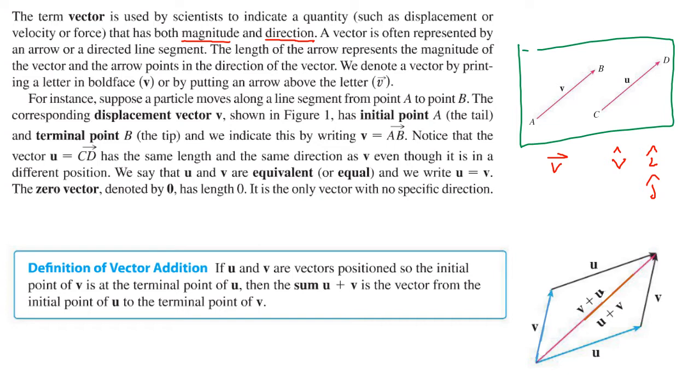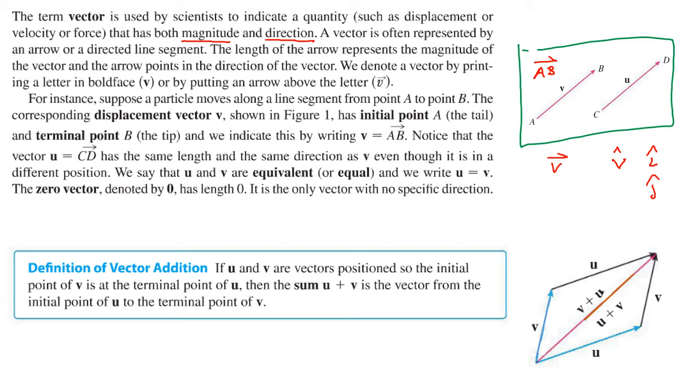So for instance, suppose that a particle moves along a straight segment from point A to point B. The corresponding displacement vector, shown in this figure over here, has an initial point A, which is the tail, and a terminal point at B, which is the tip, and we would write vector V as the vector AB with a little arrow on top. And vector U would be CD, having the same length as vector V, even though it is a different position. So your magnitude would be the same, your direction the same, your position might be a little different. We say that U and V are equal or equivalent if they are the same direction and the same length. The zero vector has zero length with no specific direction, and is the only one that has no specific direction.